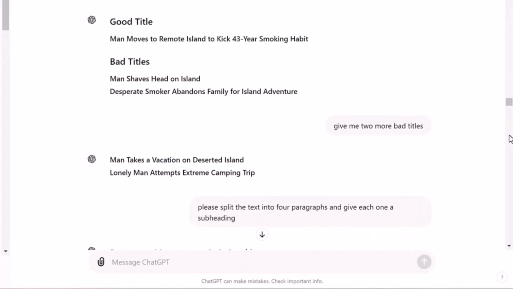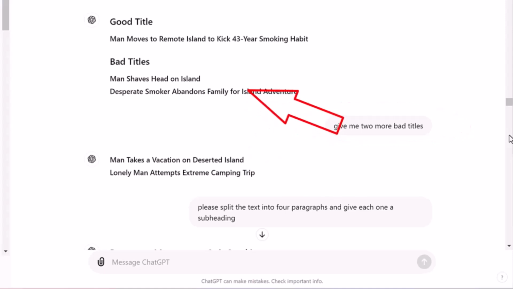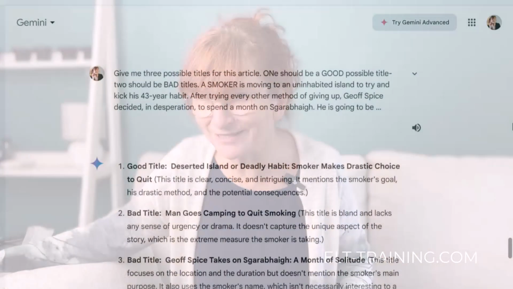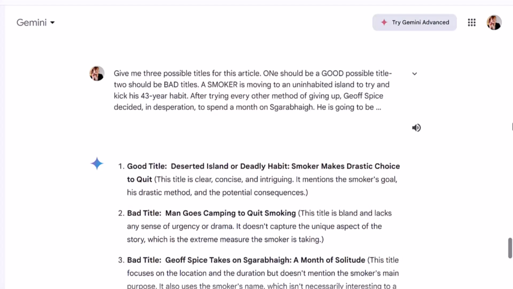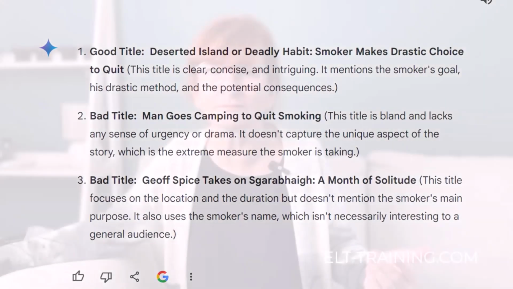If you don't like these, just ask for more. Now, decide which 2 of these 4 are the best or the most plausible for your learners, and use these with the good title for your gist task. I asked Gemini to do the same with much less successful results. In this case, the AI gave me titles that were less good, but still appropriate.